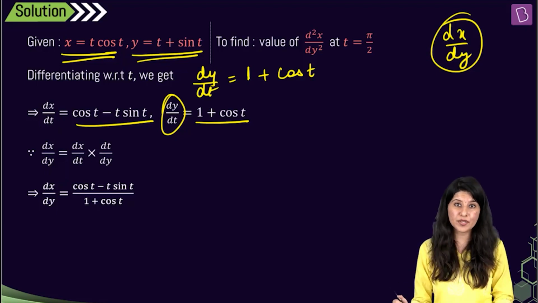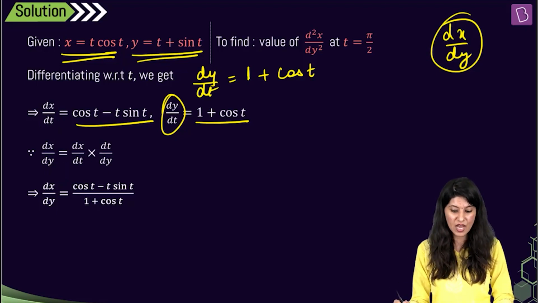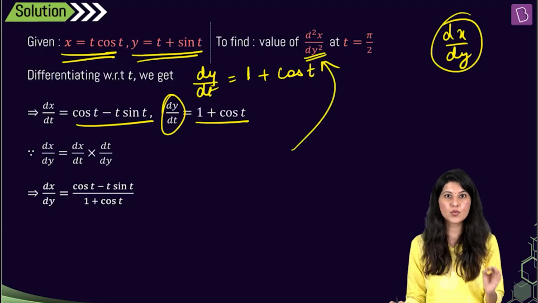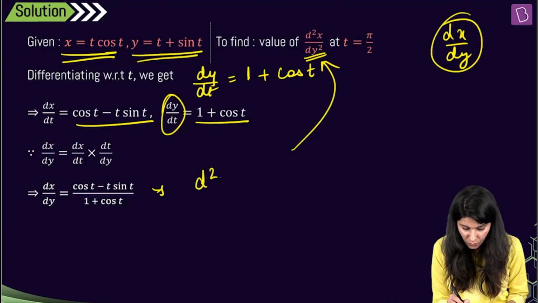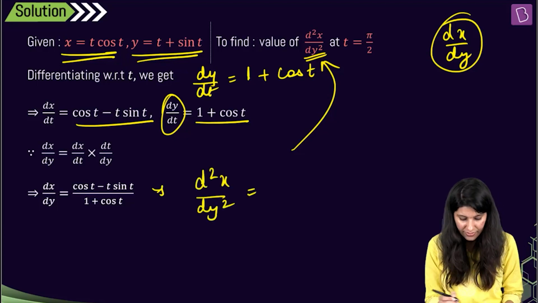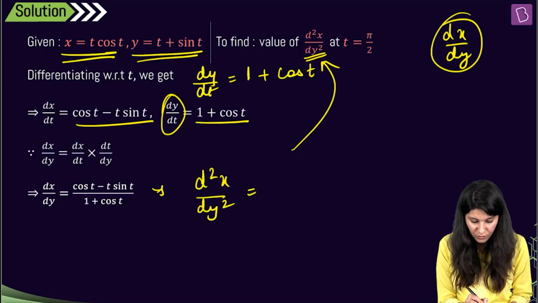Now higher order parametric differentiation. How to get that? How to do that? We need to differentiate it twice, right? But wait, how do we do it? So what we want is d2x by dy square. Right? So how do we do it?